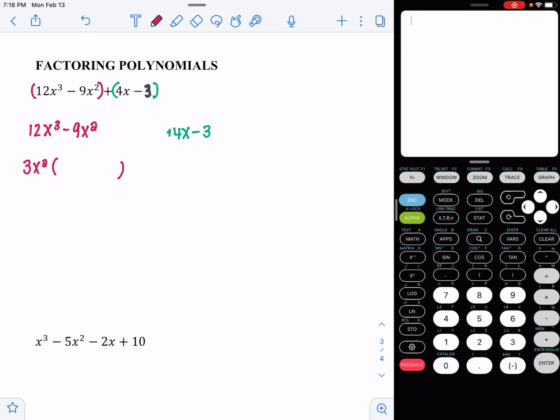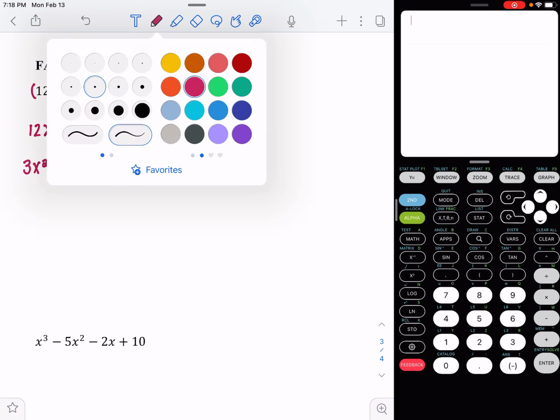So 12 divided by 3 is 4. X cubed divided by x squared is just x. And then we have minus 9 divided by 3 is 3, so minus 3. X squared divided by x squared, well, that goes away.